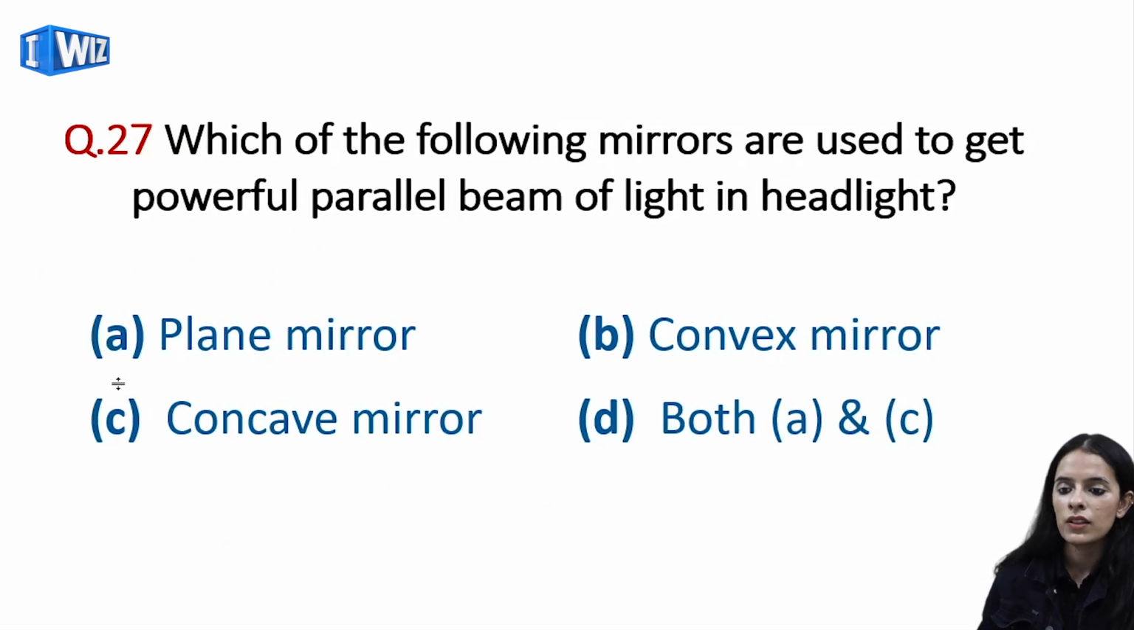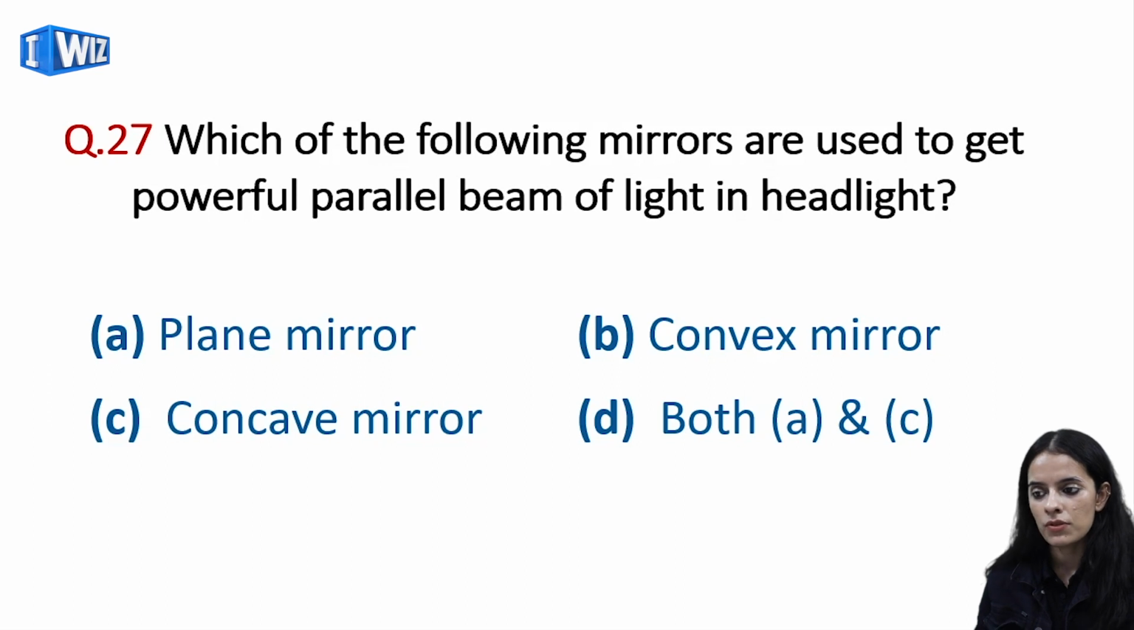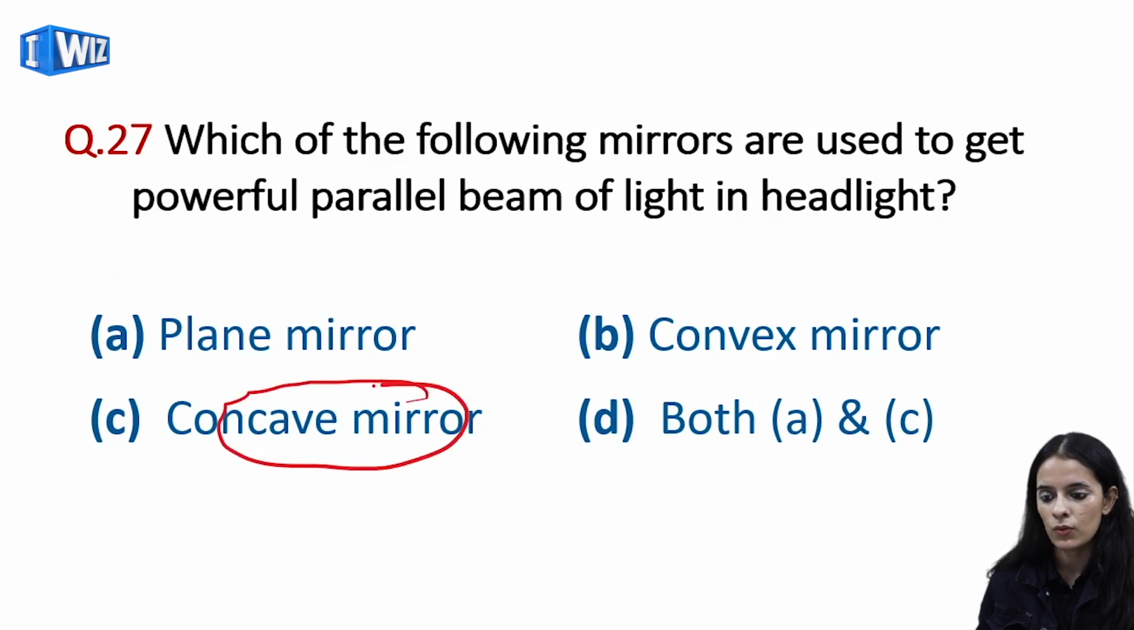Which of the following mirrors is used to get the powerful parallel beam of light in headlights? A mirror that is used to get the powerful parallel beam of light when an object is placed very close to the reflector, to the mirror, then a very powerful beam of light is produced, and that is only in case of a concave mirror. This one.